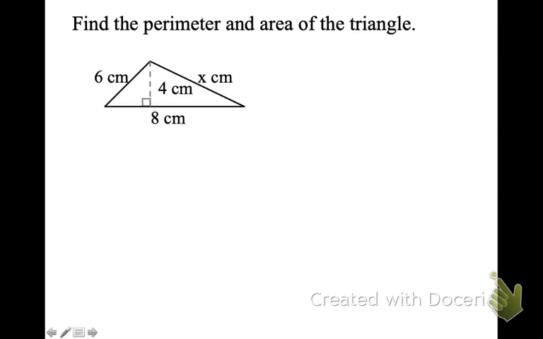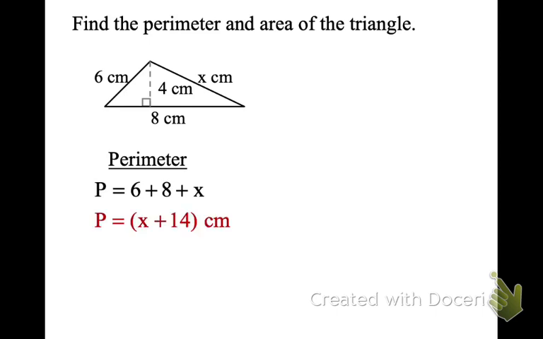All right, I think we're going to stop on triangles, but let's finish these up because we've talked a lot about that we need the base and the height. Remember, the sides are all used for the perimeter. So when we have our perimeter, we're just adding up our sides. 6 plus 8 plus x. I don't know what x is. Simplify that. That's x plus 14 centimeters.